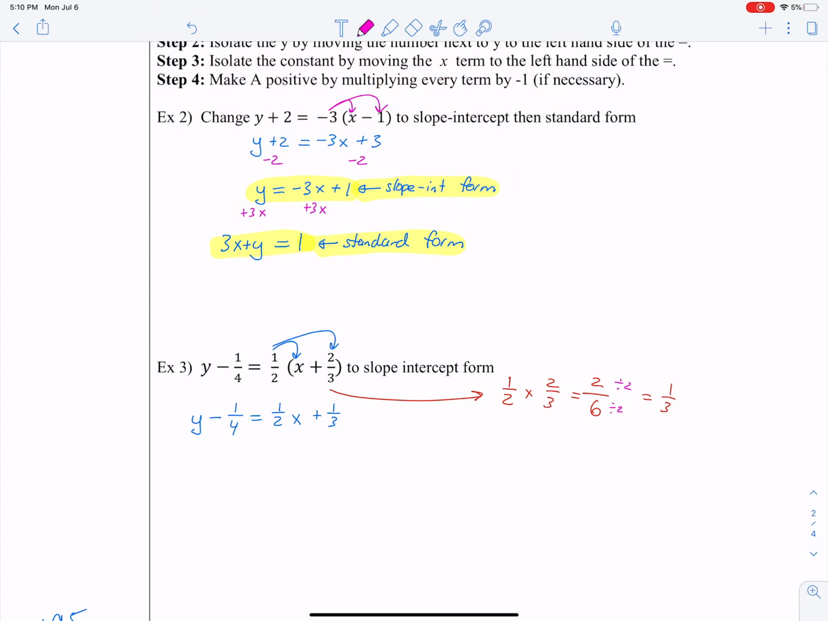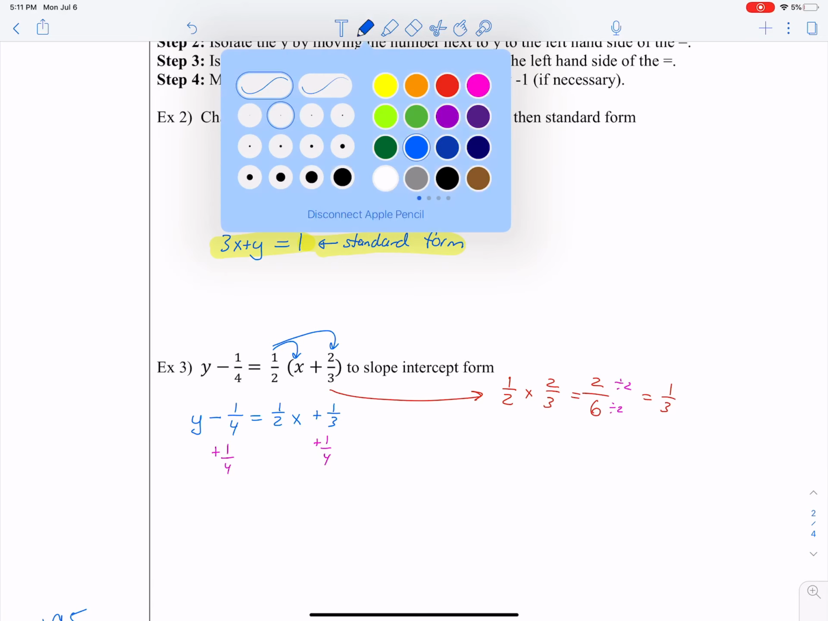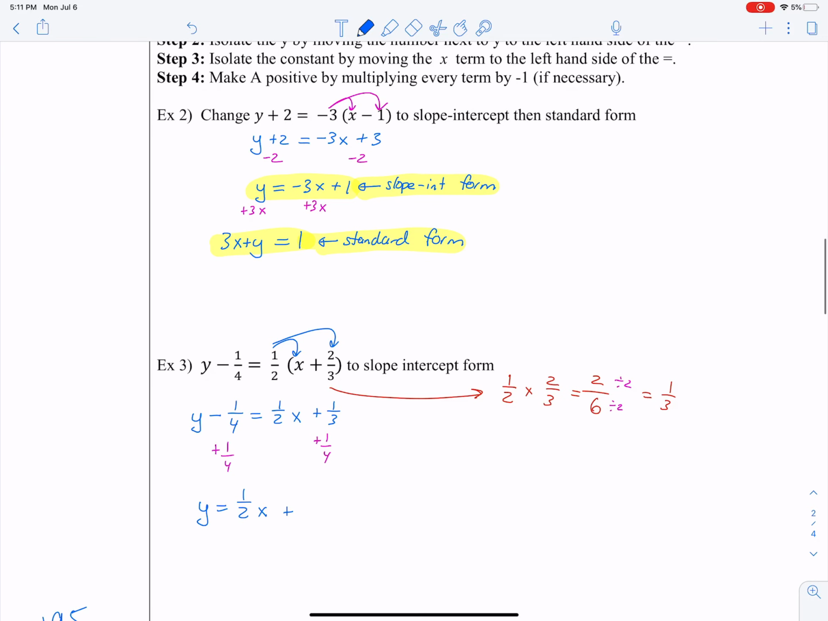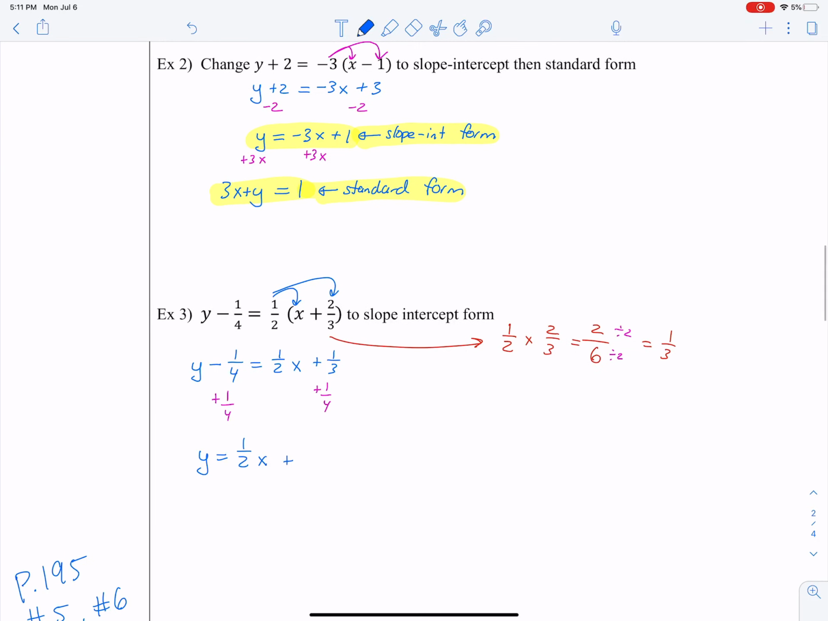So I'm going to do the opposite here. This is subtracting, so I'm going to add a quarter to both sides. So I end up with y is equal to 1/2 x plus. So now I have to add 1 over 3 plus 1 over 4. I have to add that together.